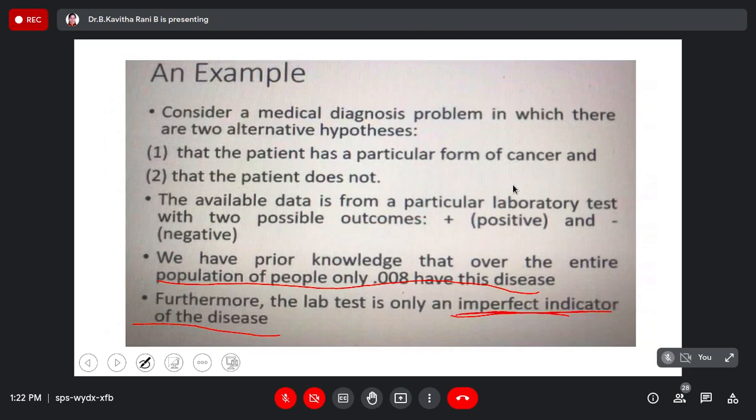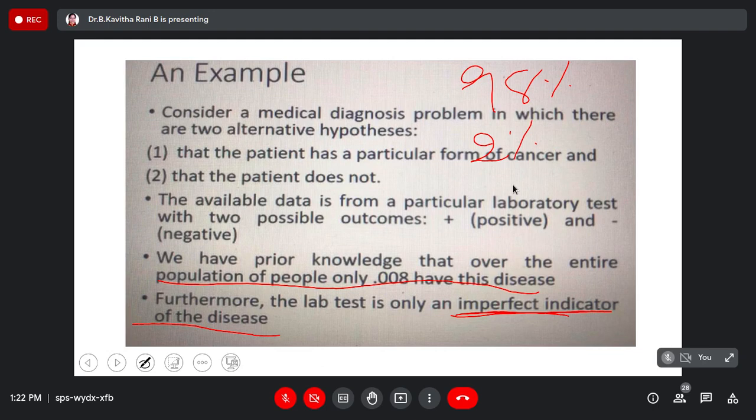Now, what is happening when the patient has cancer? He is also diagnosed as having cancer. The patient has cancer and the lab test says cancer. That is 98% probability. So if 98% is there, then 2% is not. So 2% may be wrong.